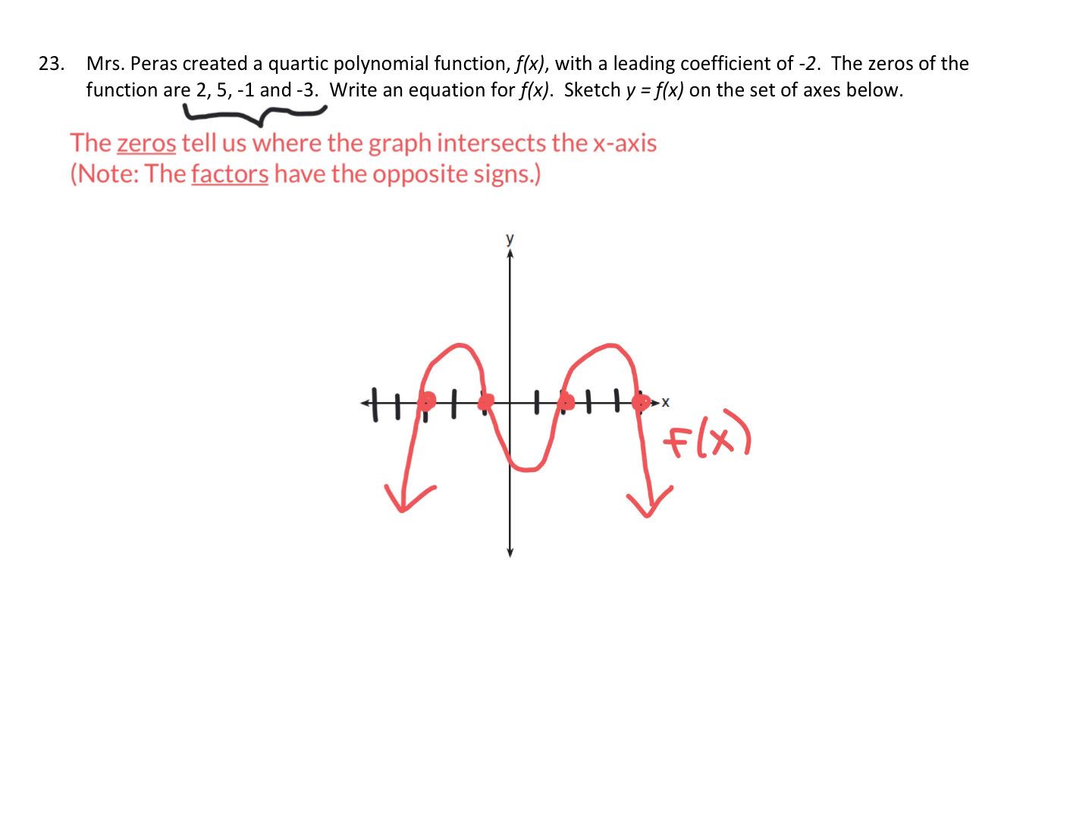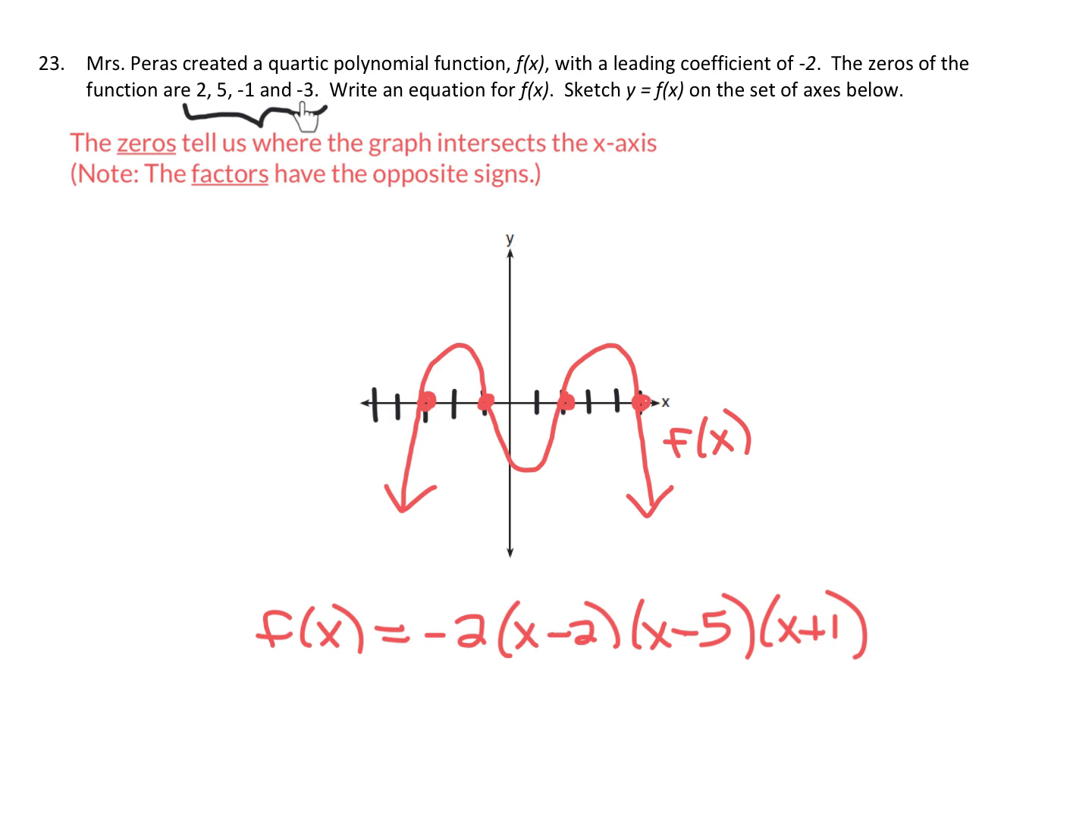Okay, so we're going to write f of x equals. Now, first of all, the leading coefficient is negative 2. So let's put negative 2 there. And I'm going to go right in order of how they gave us a 0. So if we have a 0 at positive 2, the factor is going to be x minus 2. If we have a 0 at positive 5, the factor is going to be x minus 5. If we have a 0 at x equals negative 1, the factor is going to be x plus 1. And finally, a 0 at x equals negative 3 corresponds with a factor of x plus 3.